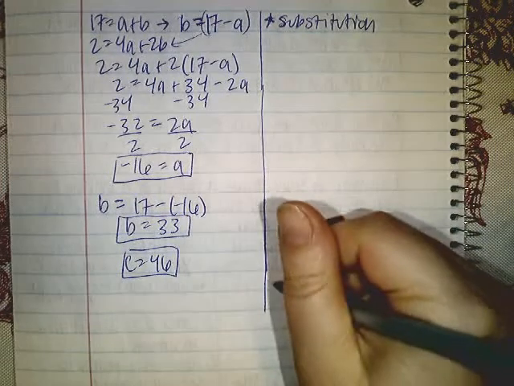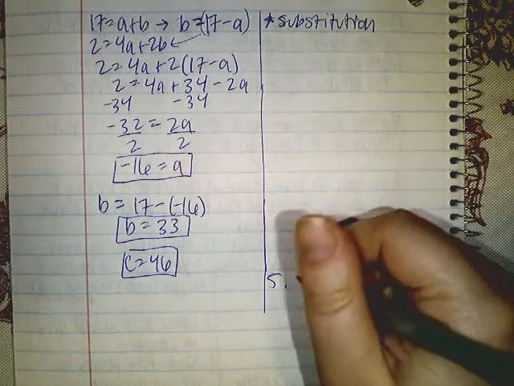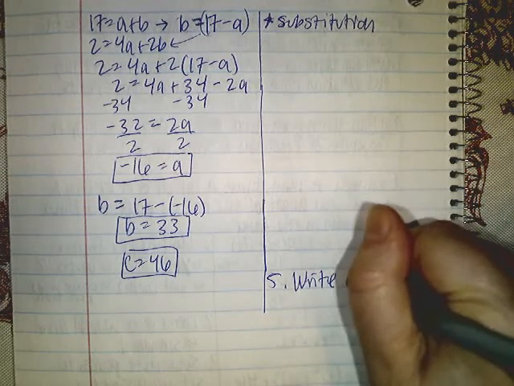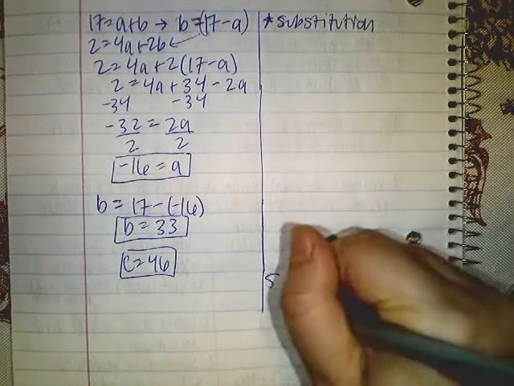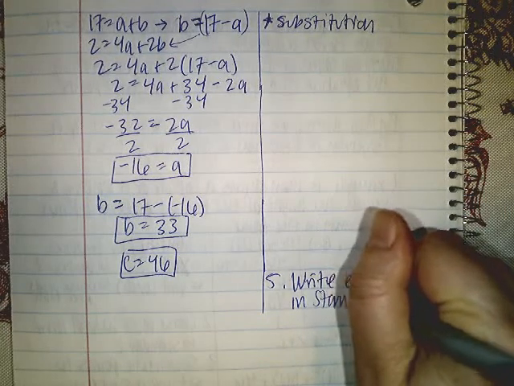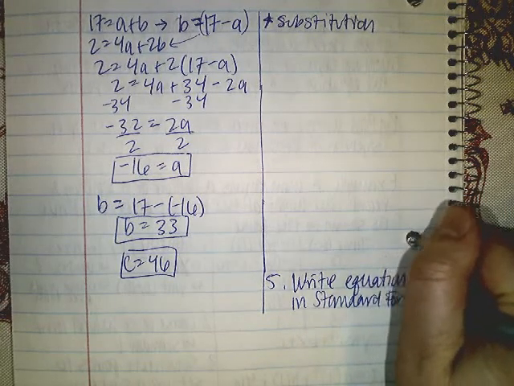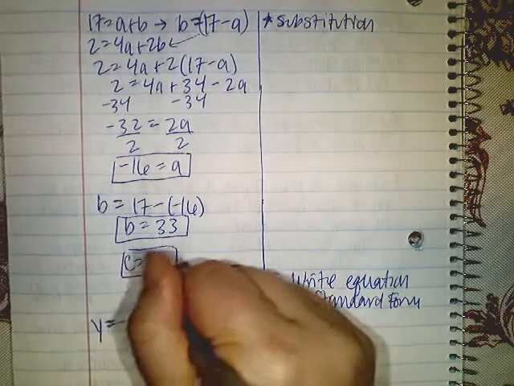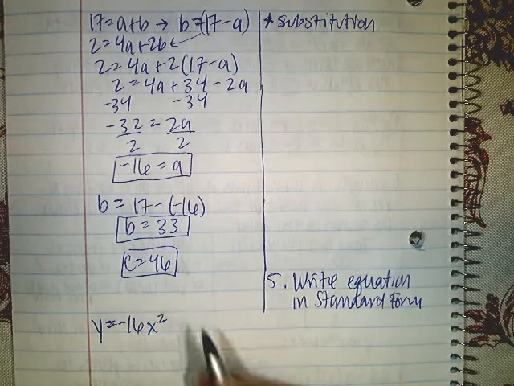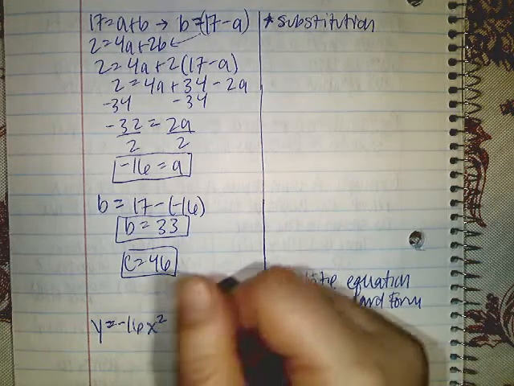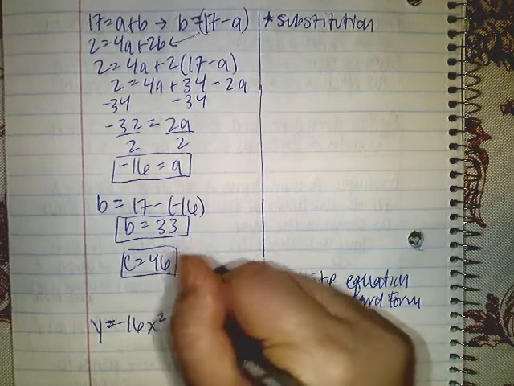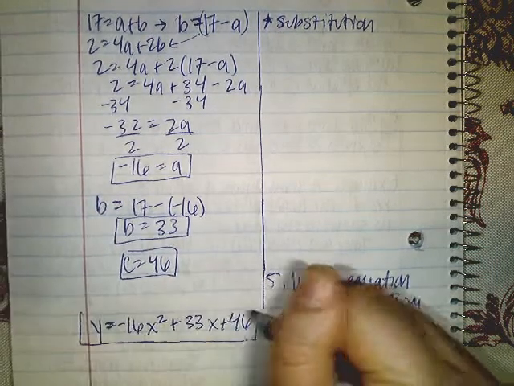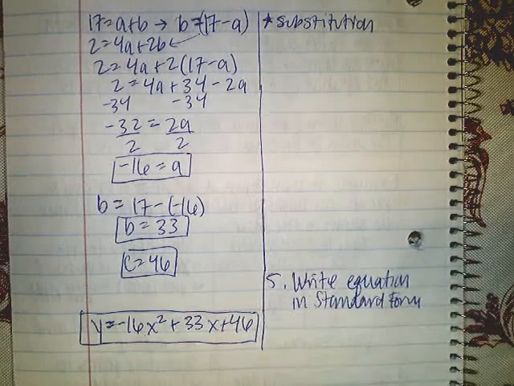So now, my last step, step 5, I can write my full equation. I write the equation in standard form. So y equals negative 16x squared. Keep in mind you're plugging in for a, b, and c. So now you have x squared and x coming back. So negative 16x squared plus 33x plus 46. And that is standard form of that quadratic.